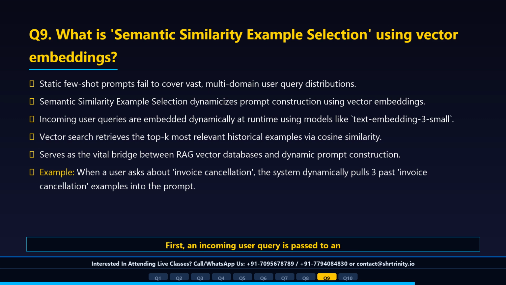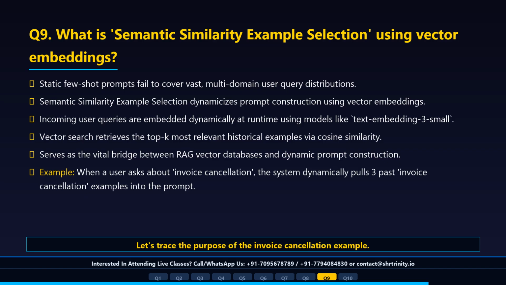First, an incoming user query is passed to an embedding model like text-embedding-3-small, converting the query text into a dense vector representation. Second, this vector is queried against a vector store containing hundreds of curated, high-quality historical example pairs using cosine similarity. Third, the system retrieves the top k most semantically similar examples and formats them directly into the live prompt context.